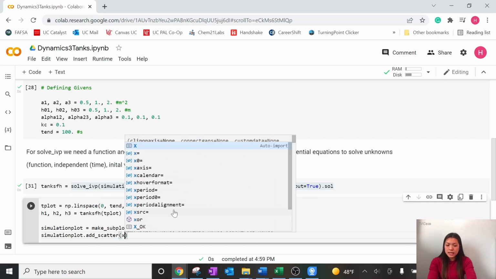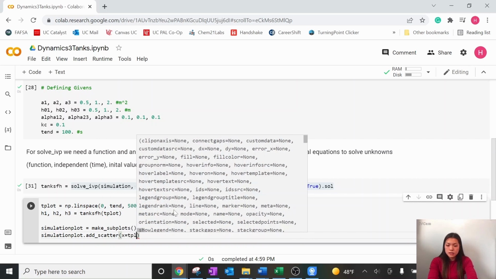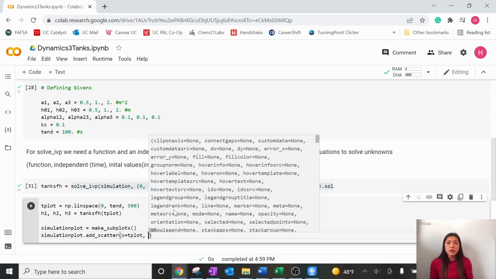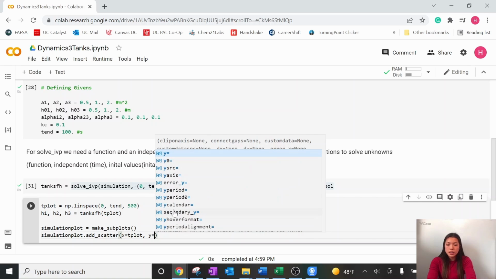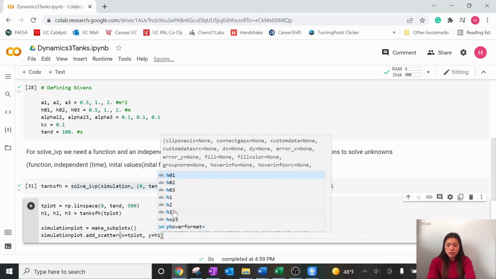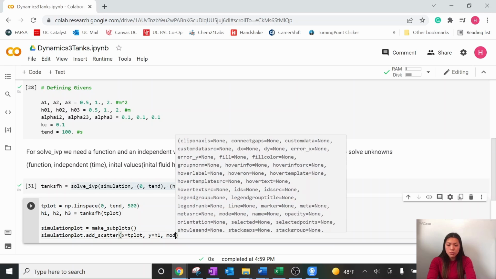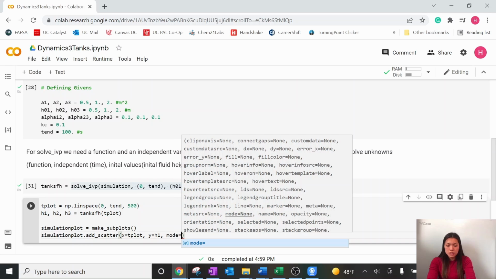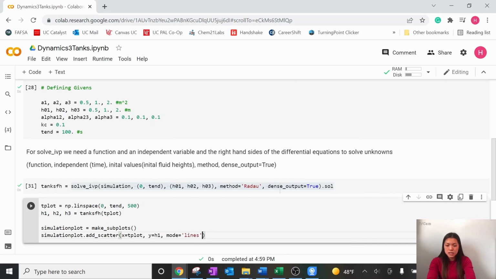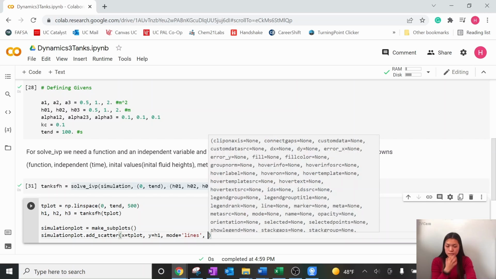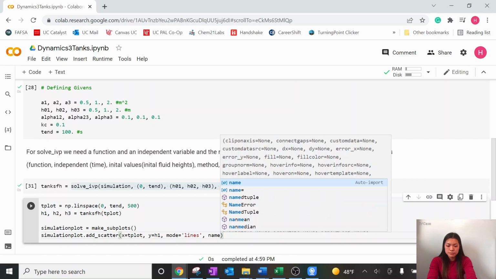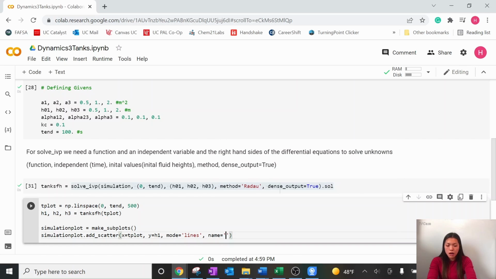And so we're going to add the x values, which is t-plot. And then we're going to add the y values. We're going to do this for tank 1. So the y values are the fluid heights in tank 1, so y equals h1. The mode we're going to be using is lines, so it's going to create one continuous line. And we are going to name it fluid heights in tank 1.